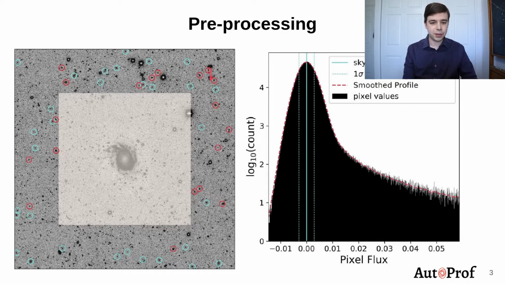AutoProf also takes a band of pixels around the image and uses these to construct a histogram that it can then use to get a good measure of the sky level. For both the PSF, the sky level, and really anything about AutoProf, you can override the parameters with your own values if you have more advanced algorithms in order to compute these. But AutoProf includes out of the box the ability to handle this stuff for you so you can get right to your science.